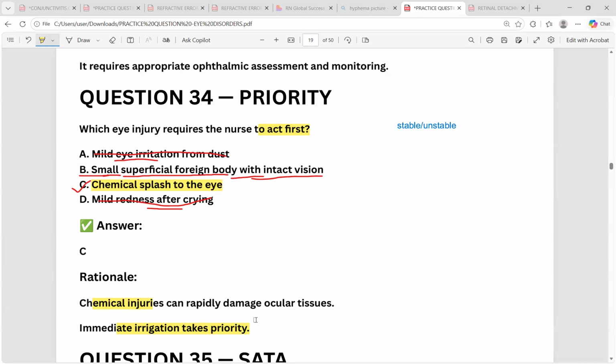So while reading the options, you have to be very careful about which option is causing a harmful effect to the client.